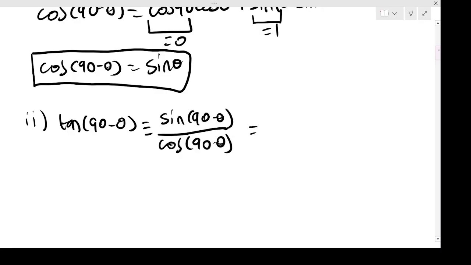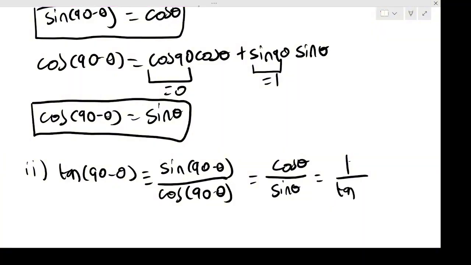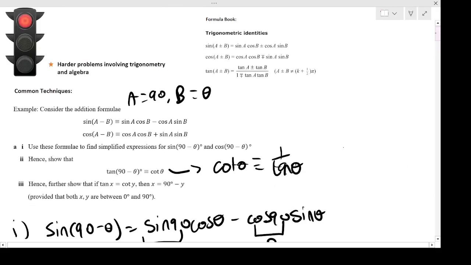And so at that point, we can substitute our results that we just looked at. Sine of 90 take away theta goes to cos, and cos of 90 take away theta goes to sine. Well then, hang on, isn't this just the reciprocal of tan? Because tan is sine over cos, we flip it, so we get 1 over tan, and that is cot. And so there we are. We have shown that tan 90 minus theta is cot theta.